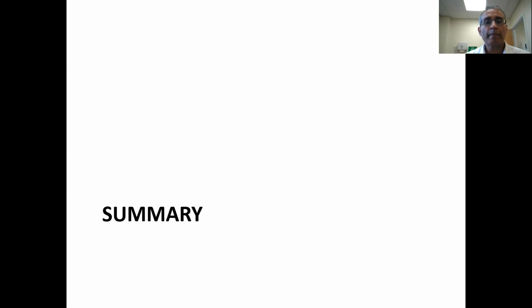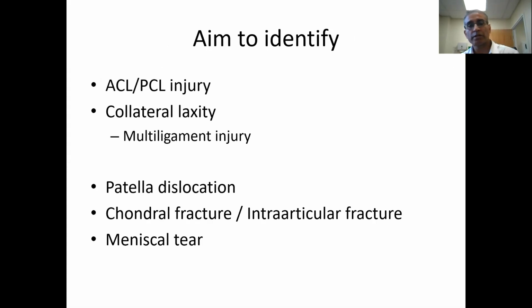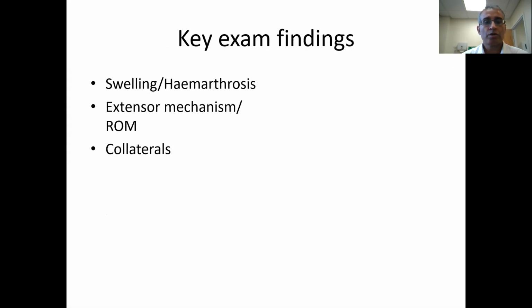So in summary, what we're hoping to find out from examination in an acutely injured knee is whether the patient has torn their ACL or PCL, whether they have a collateral injury, because we want to find out if it's a multi-ligament injury which requires urgent intervention, whether they have had a patellar dislocation with a fracture from that, and whether they have a meniscal tear. So what I want you to do from your examination is look at just these few things. You want to find out if they have any swelling or hemarthrosis, you want to look at the extensor mechanism and range of movement, and I want you to assess the collaterals.